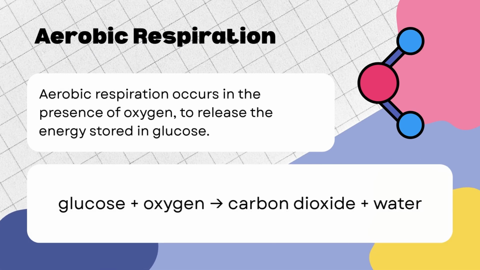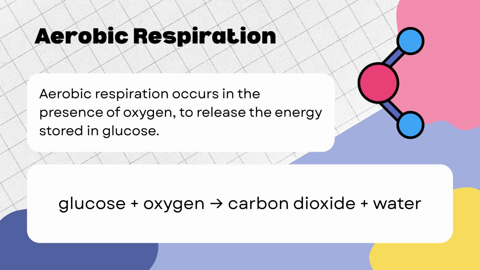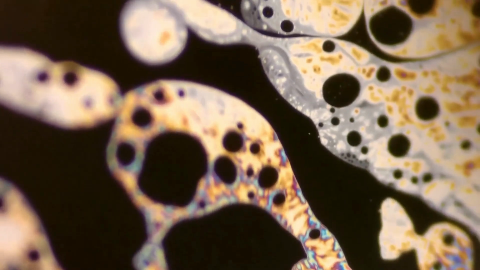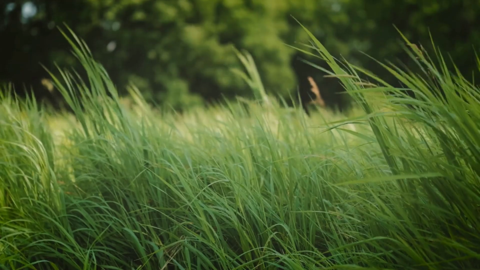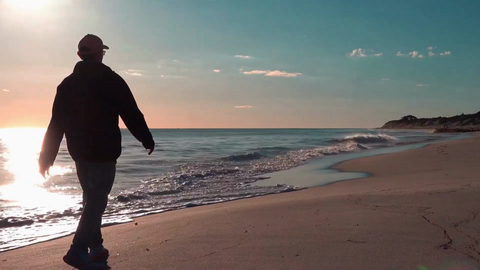Aerobic respiration occurs in the presence of oxygen. In this process, glucose reacts with oxygen to produce energy. This type of respiration releases a large amount of energy, which makes it very efficient. It takes place mainly in the mitochondria of cells. Aerobic respiration is common in plants, animals, and humans.